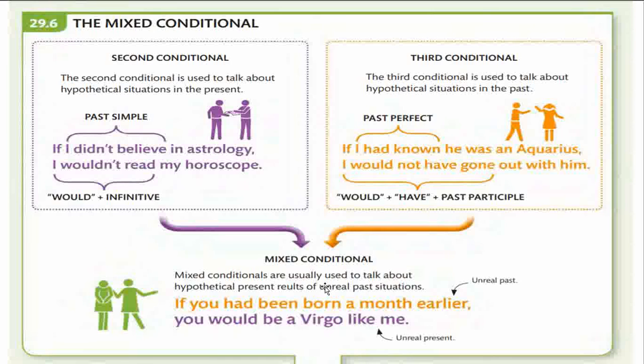Mixed conditionals are usually used to talk about hypothetical present results of unreal past situations. Now, unreal past situations are producing certain results which are either likely or unlikely. If you had been born a month earlier, that is unreal past, that means you cannot change that. You would be a Virgo like me, unreal present. So when you cannot change the past, you cannot change the present as well.